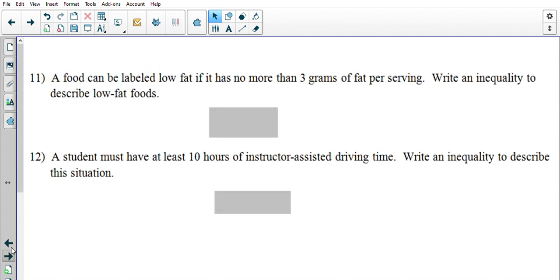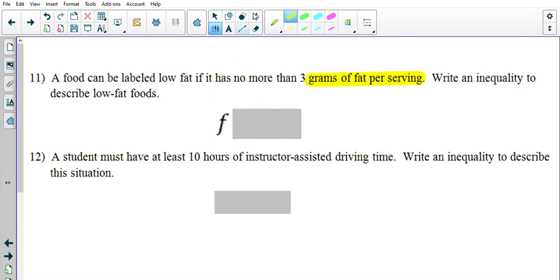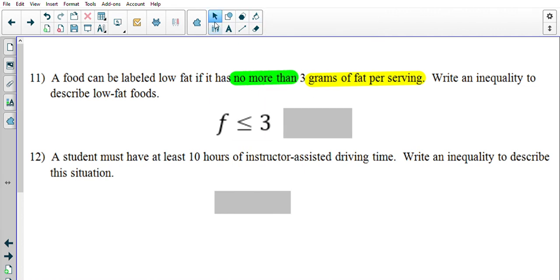All right, let's move right along and take a look at numbers 11 and 12. 11, a food can be labeled low fat if it has no more than 3 grams of fat per serving. Write an inequality to describe low fat foods. So our unknown here is the number of grams of fat per serving. Sometimes I have students who want to choose like FG for fat grams. You only need to have one variable to represent one thing. So I chose F for fat. You can choose G for grams. That's fine as well. We once again see the phrase no more than. We see that a lot. That is less than or equal to, followed by the number 3. So we want the number of grams of fat to be less than or equal to 3.